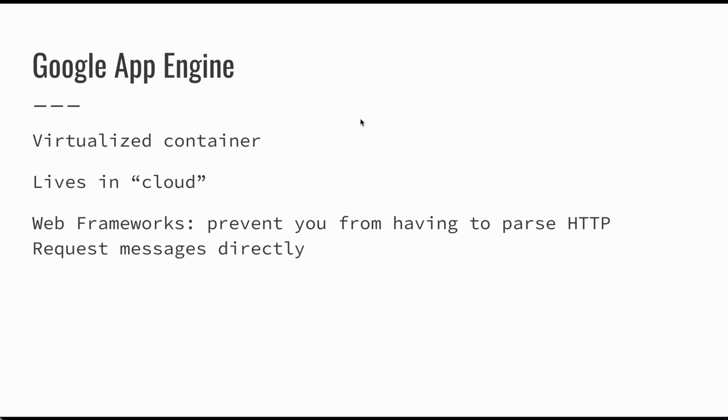Now, we're also going to use web frameworks. We're going to use Flask for this class, but this prevents you from having to parse HTTP request messages directly. So if you remember back to the Java example we had a few lectures ago, in that example, we were actually accepting requests. We were listening to sockets. We were waiting for connections there. Then we were sending out an HTTP response. And all of that is not something you necessarily have to do.